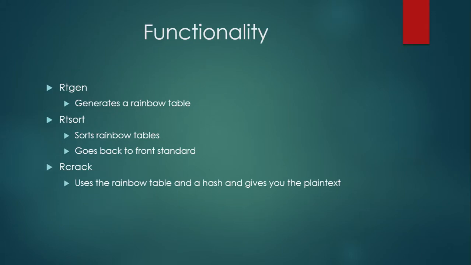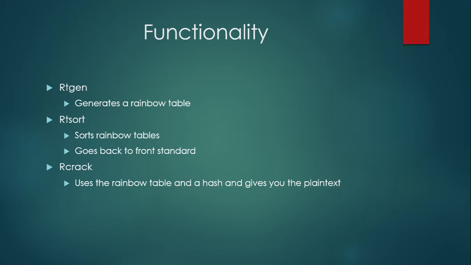Okay, so what does RainbowCrack do? Well, it has three main functions I'm going to go over today. It does a couple other things, but the three that I found would be the most standard and most useful are RTGen, which is used to generate a rainbow table, and there are a bunch of other parameters you can put on there that I'll show you, such as what kind of hashing algorithm, what kind of inputs you want, stuff like that.